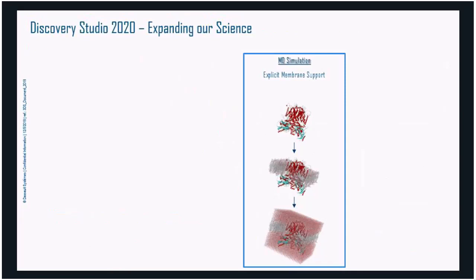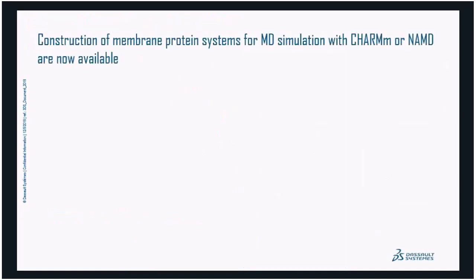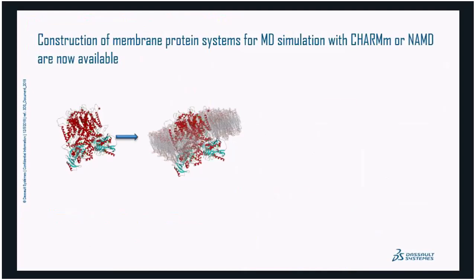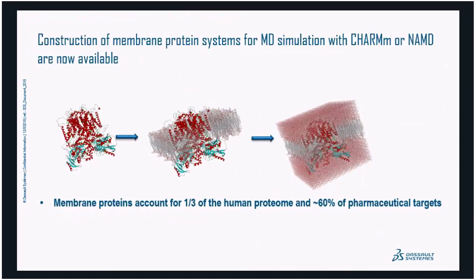Getting into our next section, we're going to talk about classical molecular dynamics simulations and improvements to that element within Discovery Studio 2020. Now within Discovery Studio 2020, we allow you to construct explicit homogeneous membrane protein systems that can then be simulated with CHARMM or NAMD. You can literally take your protein, prepare it, add a membrane bilayer, solvate it, add your ions, and then finally simulate it.